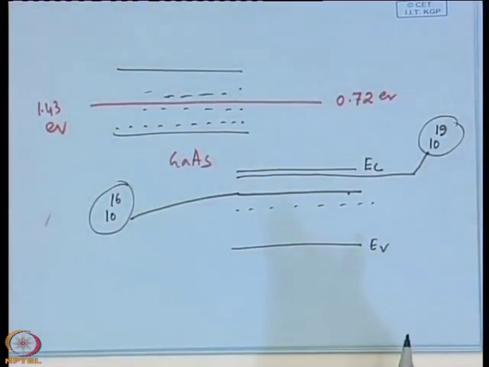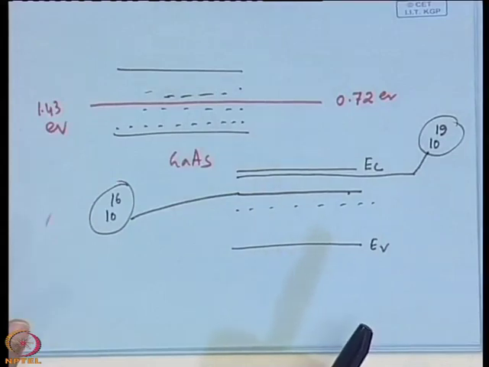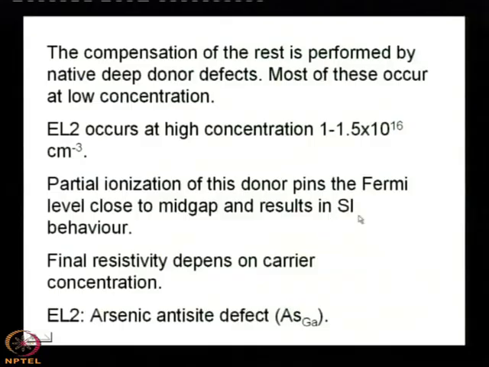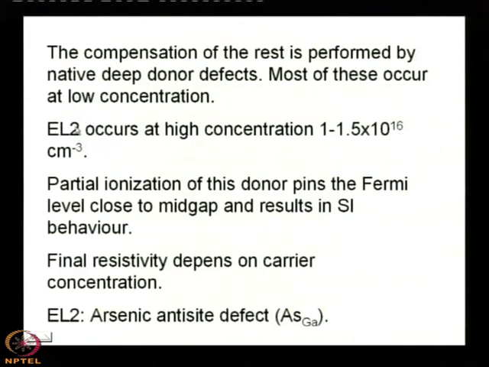But if you pin the Fermi level, think of the effect of pinning a notice on a notice board: it is fixed, it cannot move. So pinning of the Fermi level means that the electron concentration cannot be changed. That is why the semi insulating behavior is there, very near to the mid gap, and it is due to the appearance of the EL2 defect in the gallium arsenide crystal.